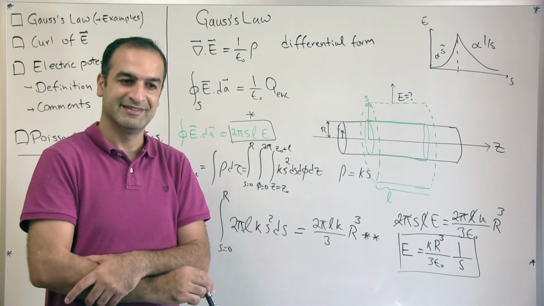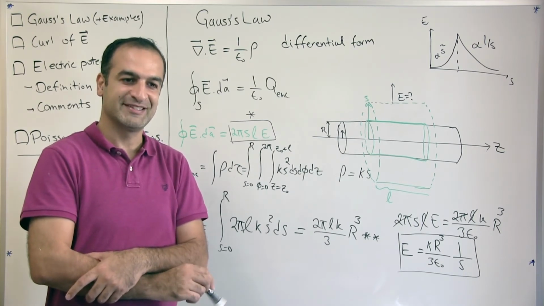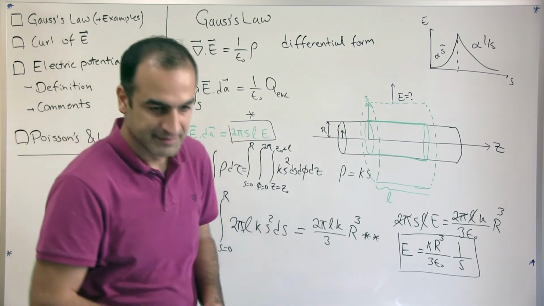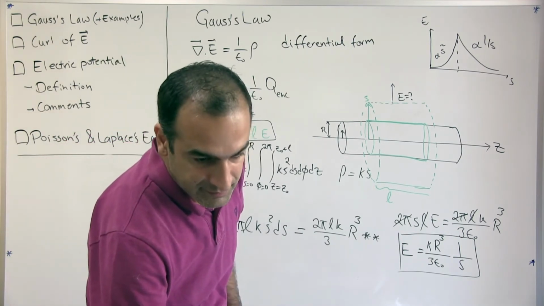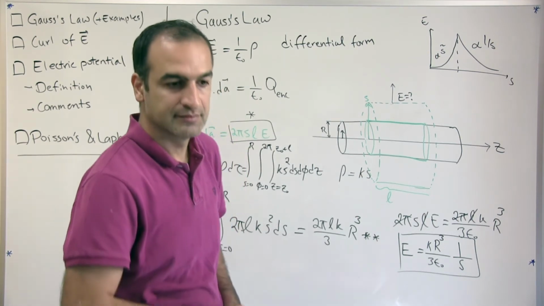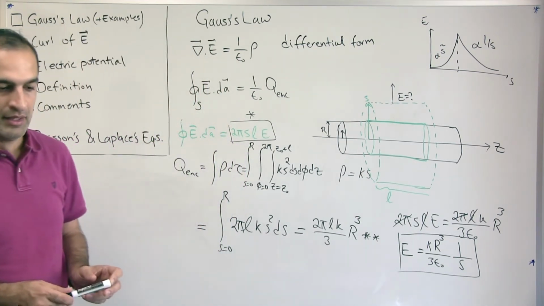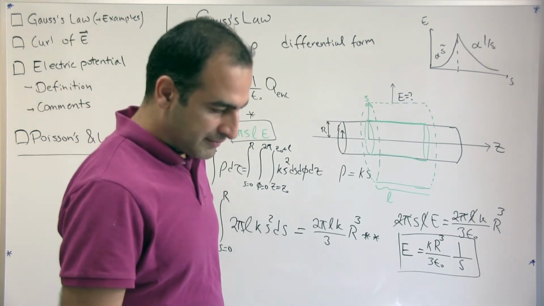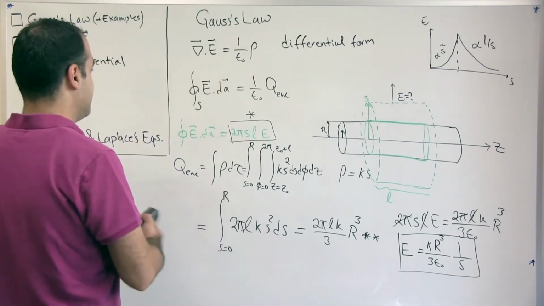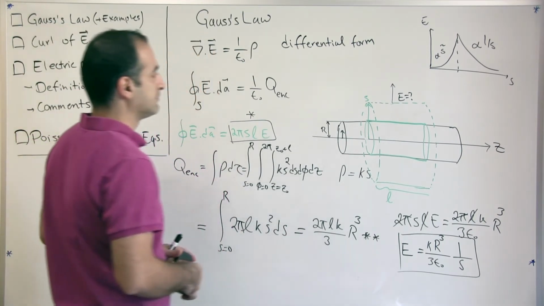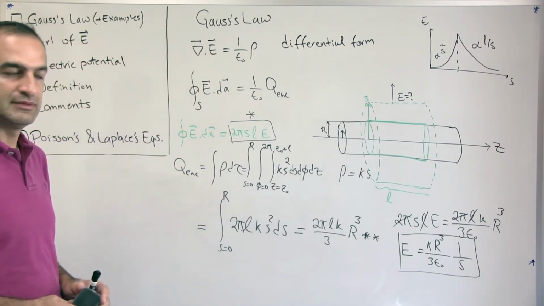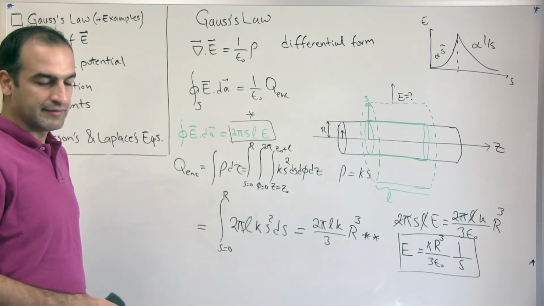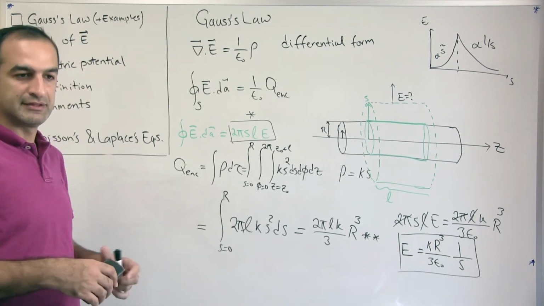Sounds good? Any more questions? Cool. Okay, so if there's no question, I'm going to move on to another example where we have an infinite charged plane. I mean, an infinite plane carrying charge density. And we're going to look at what kind of electric field that creates.